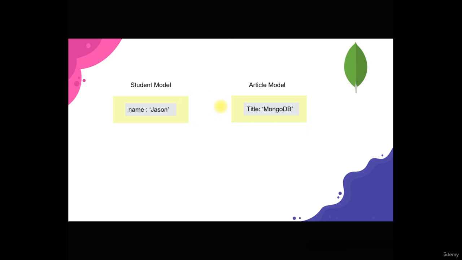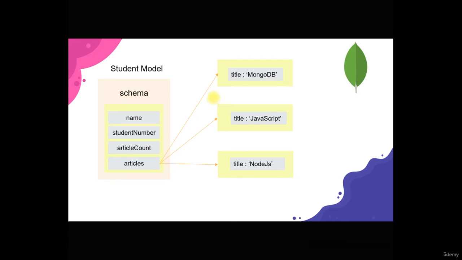Well, NoSQL databases like Mongo bring us a different approach. Let me show you what I mean. So like I said, we assume that one student will have many articles. So instead of creating two separate models, one of articles and one of students, we can create a single model called student.